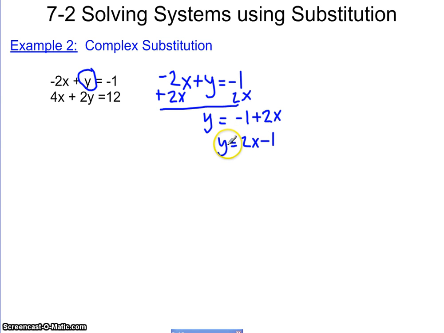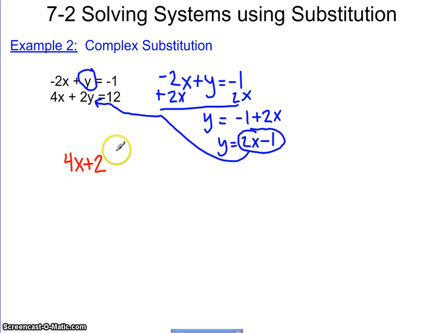Now that I have a y all by itself, I'm going to use this information and substitute it in for the y in the bottom equation. I kind of drew you a little arrow for what I was going to do. If I do that, I end up with 4x plus 2. Now our y value is being multiplied, and it's the whole thing that's being multiplied. So I have to put our 2x minus 1 in parentheses so that I know every piece of it needs to be multiplied by 2, and then it all needs to equal 12.